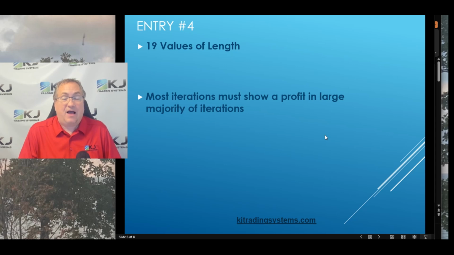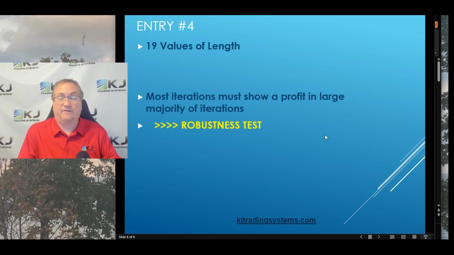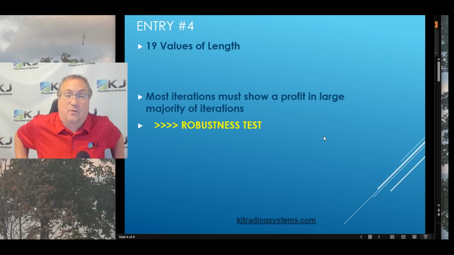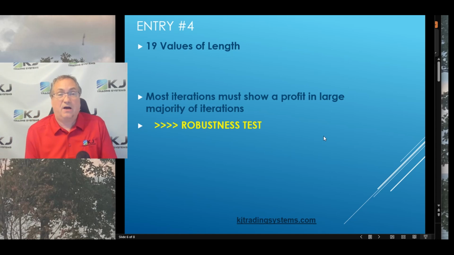I use 19 values of length here, so it's 19 iterations, and I want to see that most of them produce a profit for a given instrument and bar size. So let's say crude oil, 720 minute bars. I'm going to run 19 tests with that, and I want most of those 19 tests to yield a profit over the time period I'm looking at. That to me is a good sign of robustness, and it gives you some inclination that, hey, this strategy might work in the future.